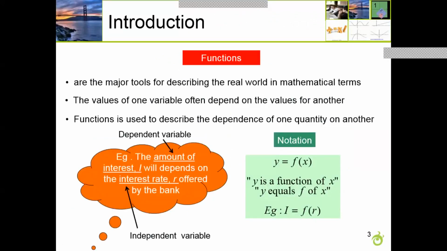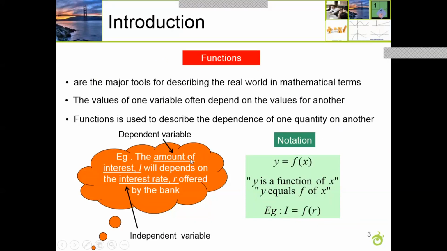So what is function? Function is the major tool for describing the real world in mathematical terms. The value of one variable often depends on the value of another variable. So in function, we have more than one variable, where one variable depends on the value of another variable. So the function is used to describe the dependence of one quantity on another.